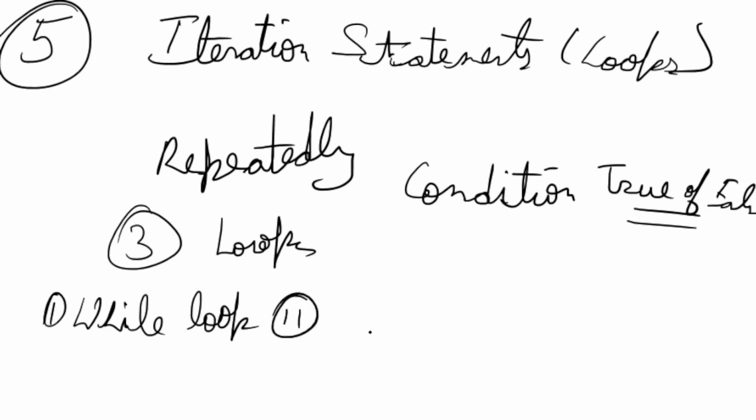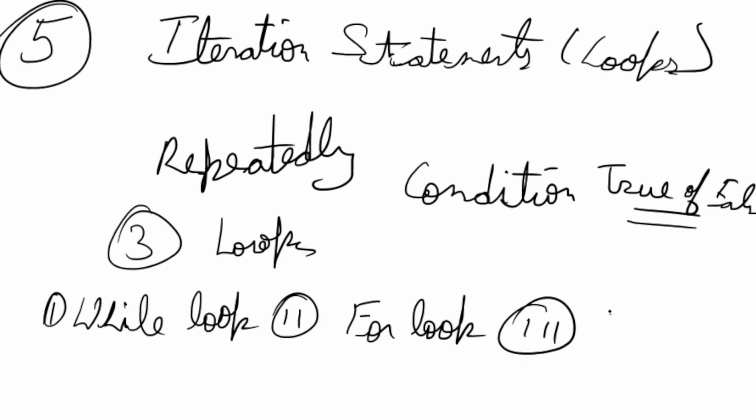Second one is your for loop, and third one is your do while. Okay, so let's move on to the first one, which is our while loop.